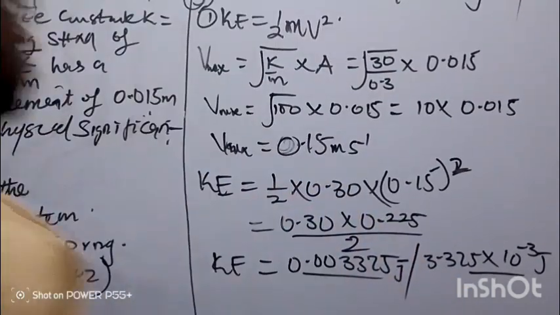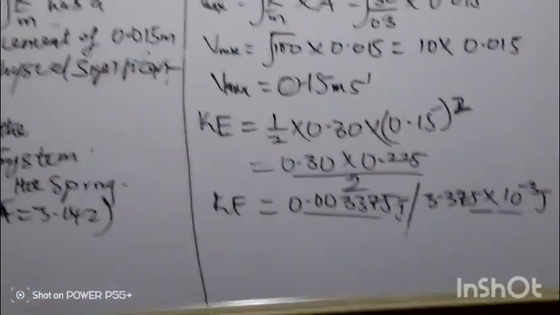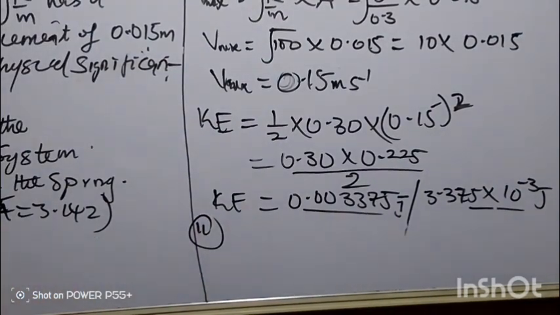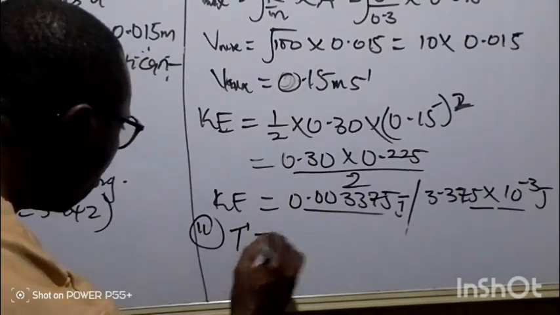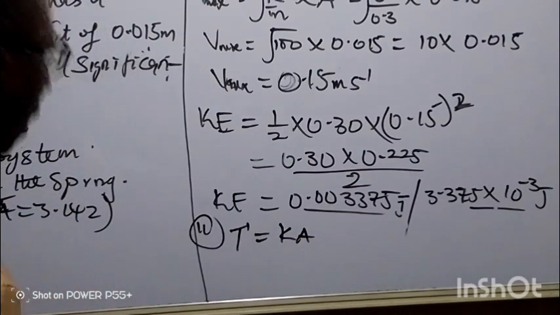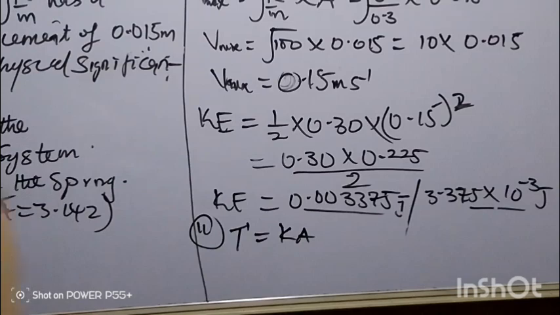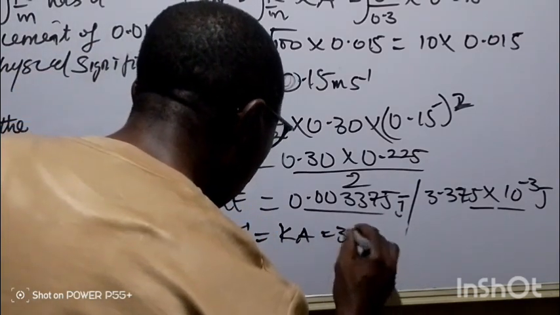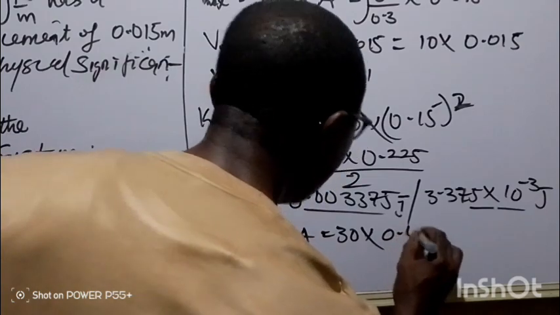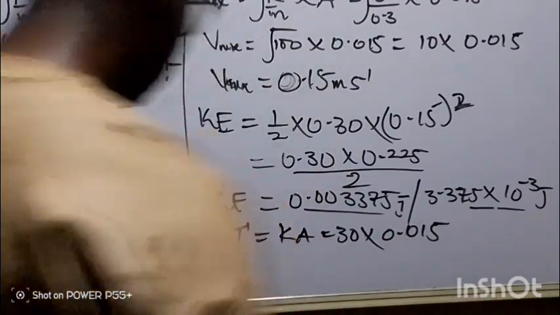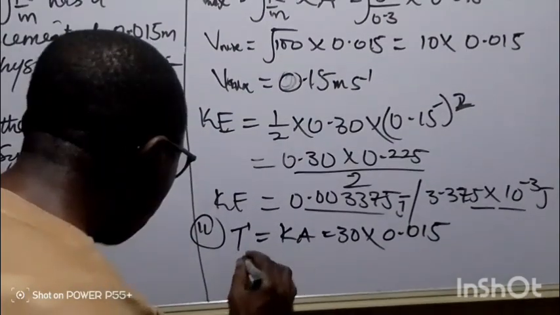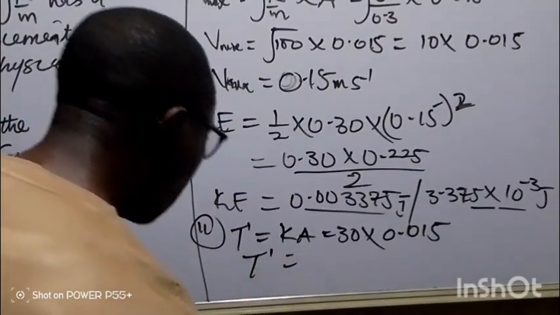B2 part of the question, tension. That is T prime, which will be equal to Ka, and our K is already on the board. That will be 30 multiplied by A, which is 0.015. 30 multiplied by 0.015. Now the tension T prime is equal to 0.45 Newton.